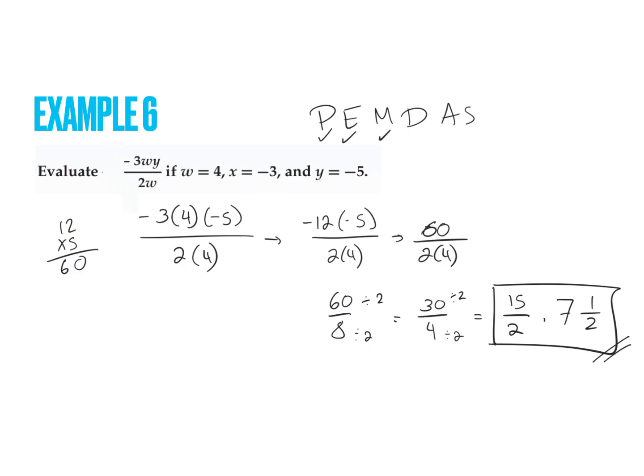Now I'm going to mark off multiplication done. We did division next. We have no addition or no subtraction. I just stopped check marking it after multiplication, just because that was the last step until we got to division.